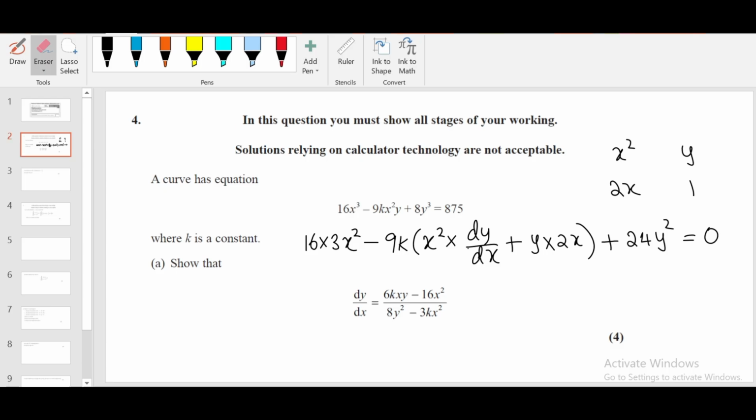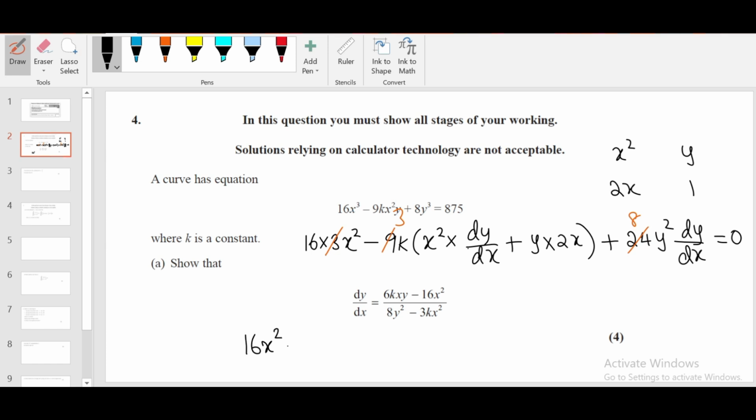I can see there is a common factor for every term, so divide by 3. So this 3 will be gone, this becomes 3, this becomes 8. And we need to make dy by dx the subject. I'm going to open the bracket first. But here, when we differentiate, we should have put dy by dx with it. Is equal to 0.